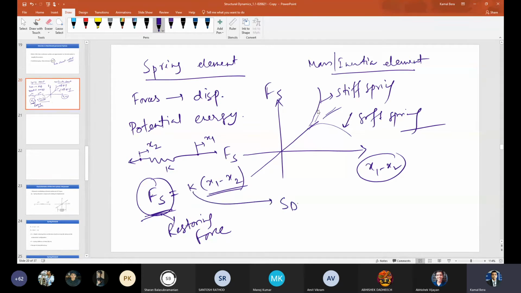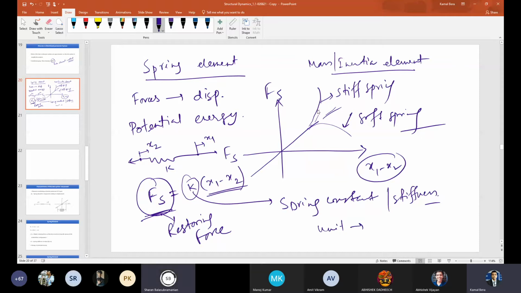This is called the spring constant, or stiffness. So what is the unit of this k? In SI units, it is Newton per meter. Very easy. This is in the force unit, and this is in the displacement unit, so you just divide it. Okay.